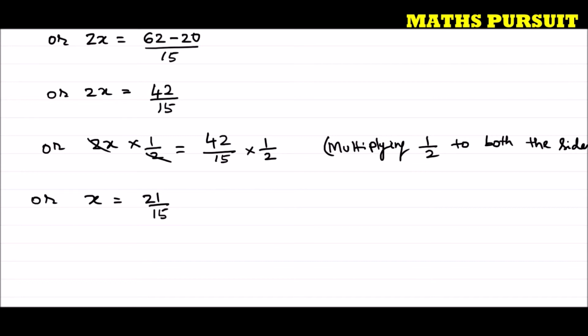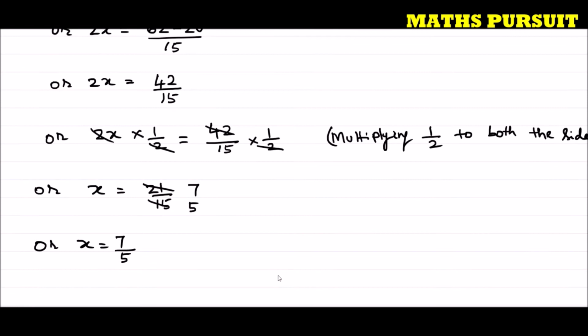And so we got x, and 42 divided by 2 is 21. Or I can write x is equal to 7 3s are 21. In other words, 3 7s are 21 and 3 5s are 15. So we got x is equal to 7 upon 5.